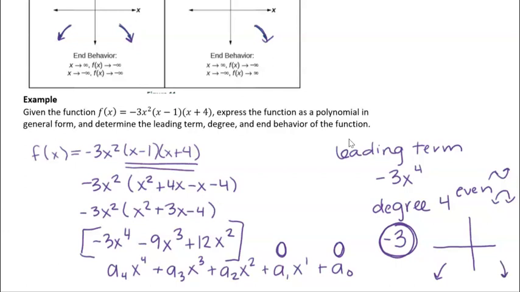Now, if you didn't want to do all of this algebraic work, you can just look at the leading term of each multiplication piece. Meaning you could just multiply these pieces together, and you'll notice when you do that, you get negative 3x to the 4th. So that's a little bit of a shortcut if you don't want to write the entire general form, to just look at the leading term.